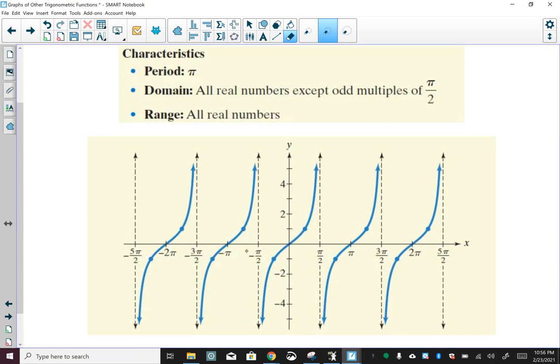When I'm halfway between 5 pi over 2 and -3 pi over 2, halfway between is -2 pi, and that's where you're going to cross your x-axis. So you cross your x-axis halfway between your asymptotes. And when you're halfway between where you cross the x-axis and the asymptote, that's where you're going to be at that 1. So the 1 here, we're halfway between, and the -1 down here, again, we're halfway between.